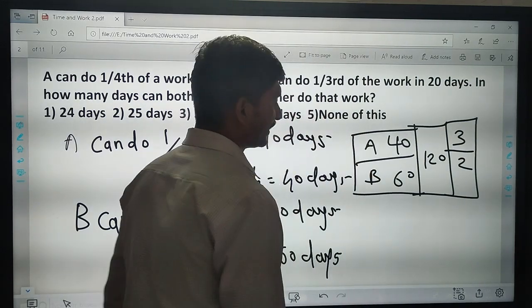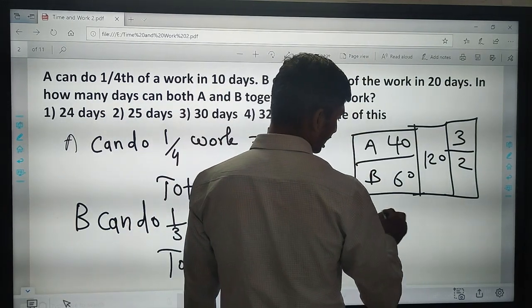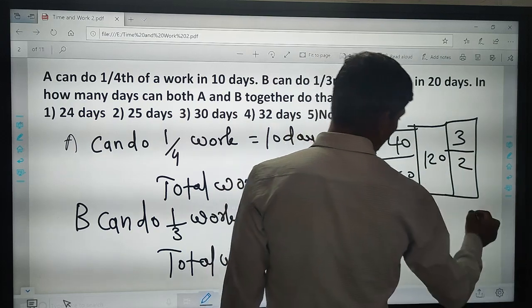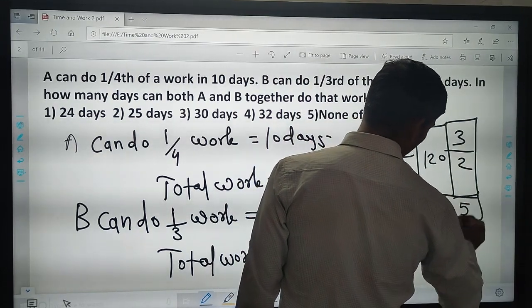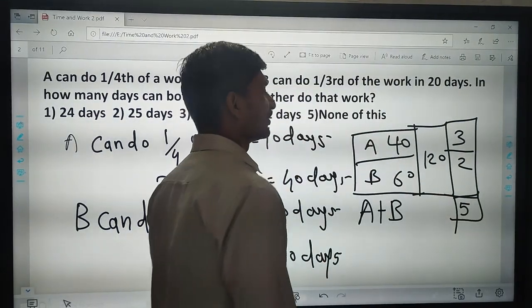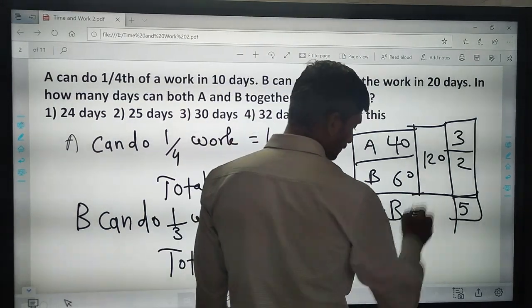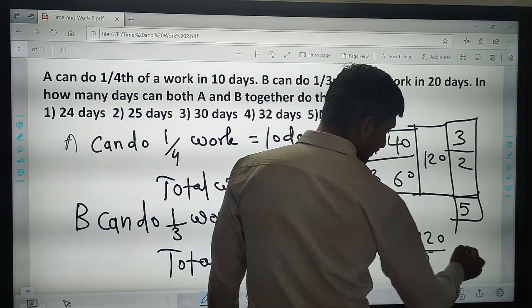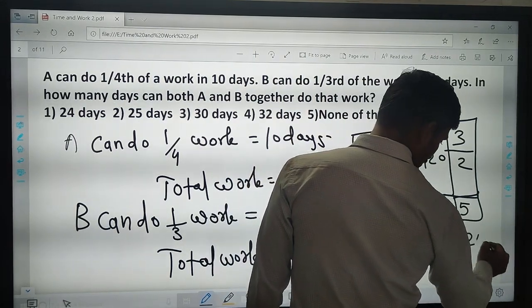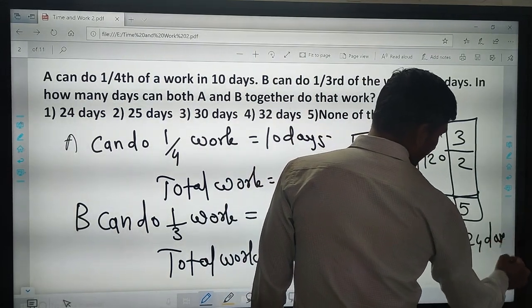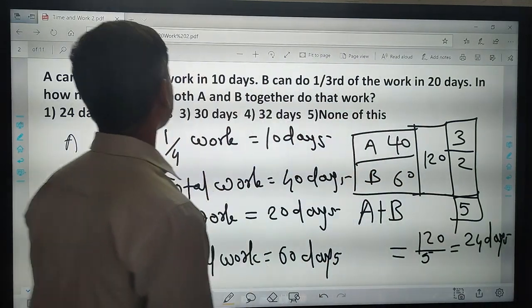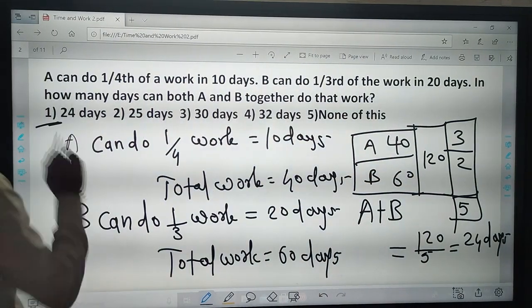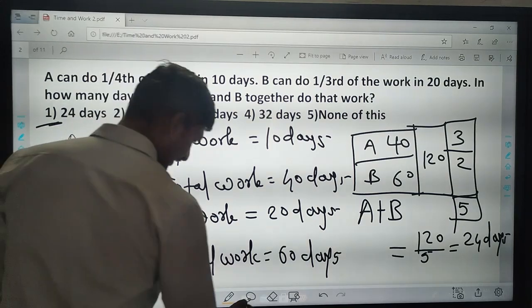Now A plus B complete the whole work. A plus B complete the work in total work in 5 days. Then A plus B complete the whole work in 120 divided by 5. That is 24 days. Then A and B complete the whole work in 24 days. Now next.